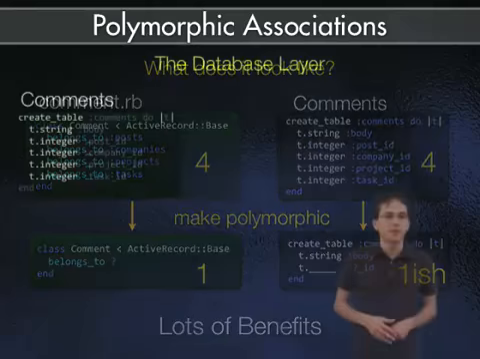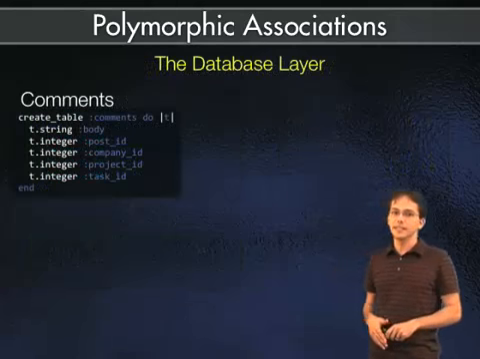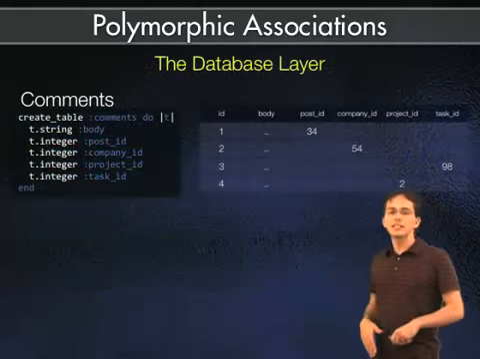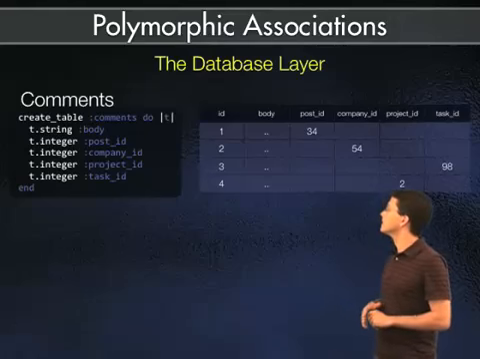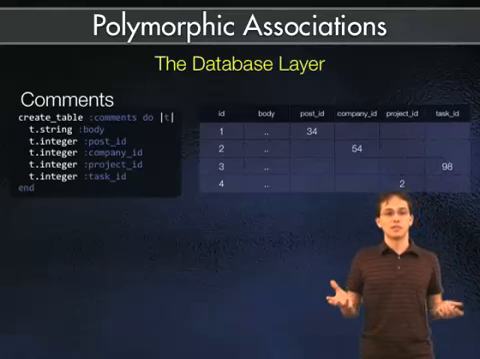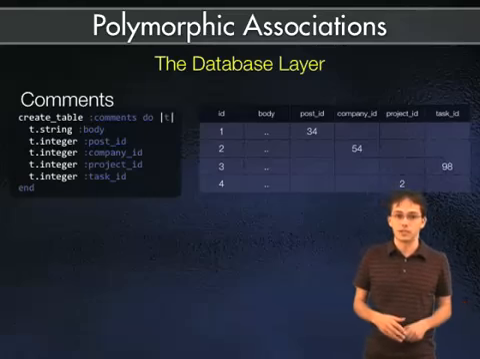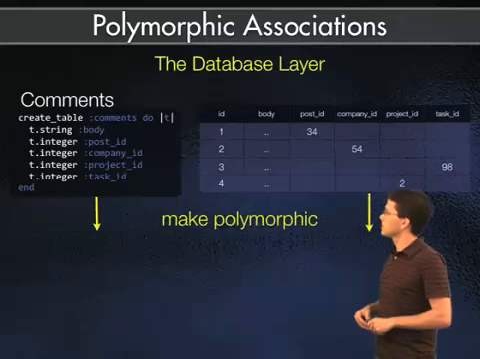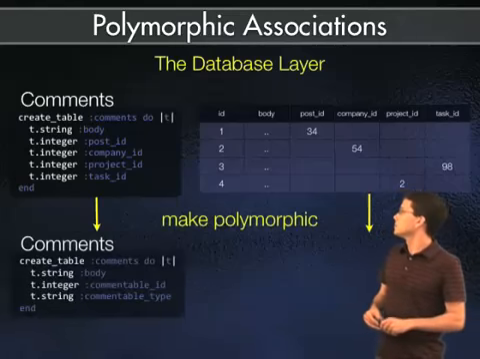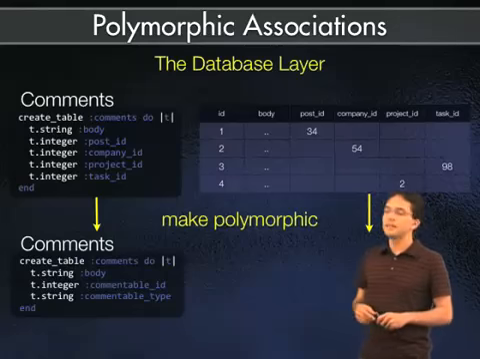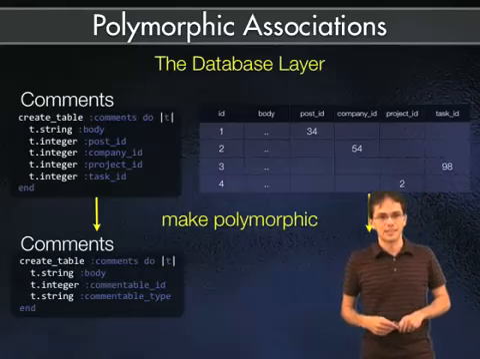So first, let's start out with the database layer, right? Here's our foreign keys, and if we looked inside the data, we might see something like this, right? Where we've got all these IDs associated with what models each comment belongs to. To make it polymorphic, well, the first thing that we do is we change the comments table to have a commentable ID and a commentable type.